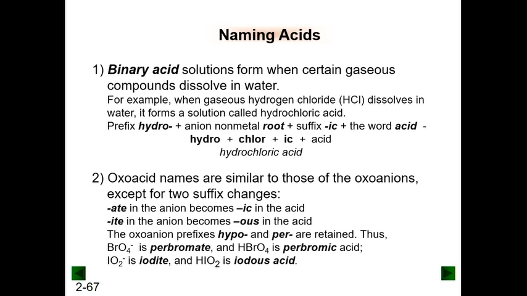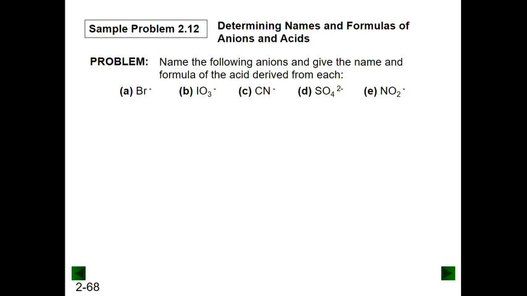For example, here we have the perbromate. If you add one hydrogen here, you have this acid, which is an oxoacid because it contains hydrogen, a nonmetal, and oxygen. In that case, going from perbromate, ate is changed to ic, so it's perbromic acid. And in this case, iodite, ite is changed to ous, so it's iodous acid. So here, name the following anions and give the name of the formula acid. Simple: bromide, iodate, cyanide, sulfate, nitrite.